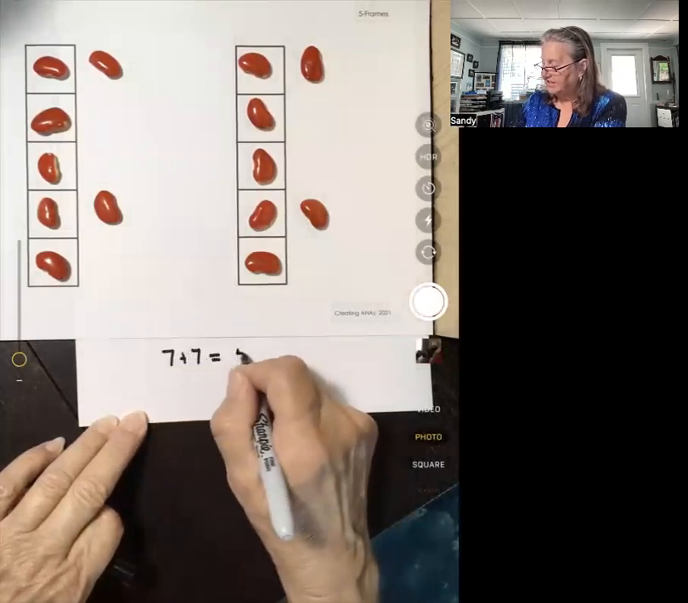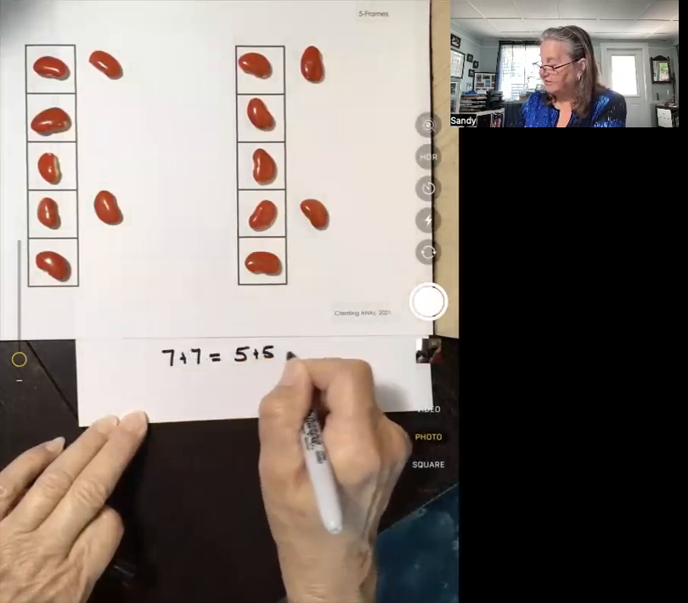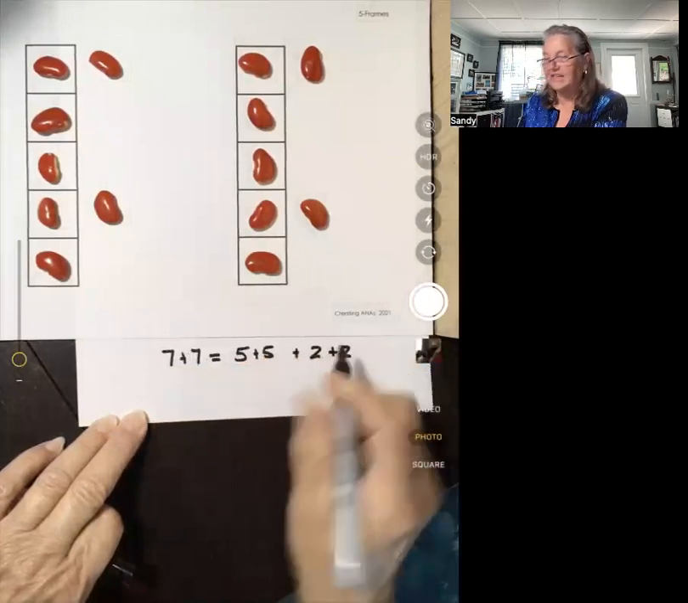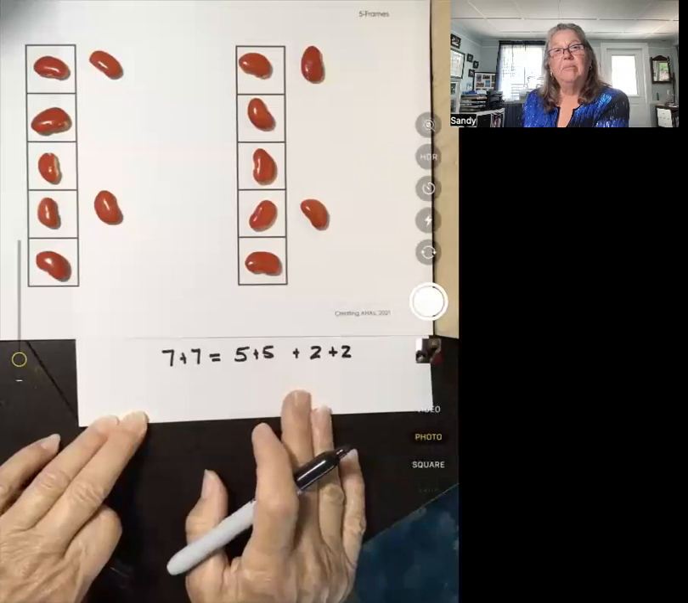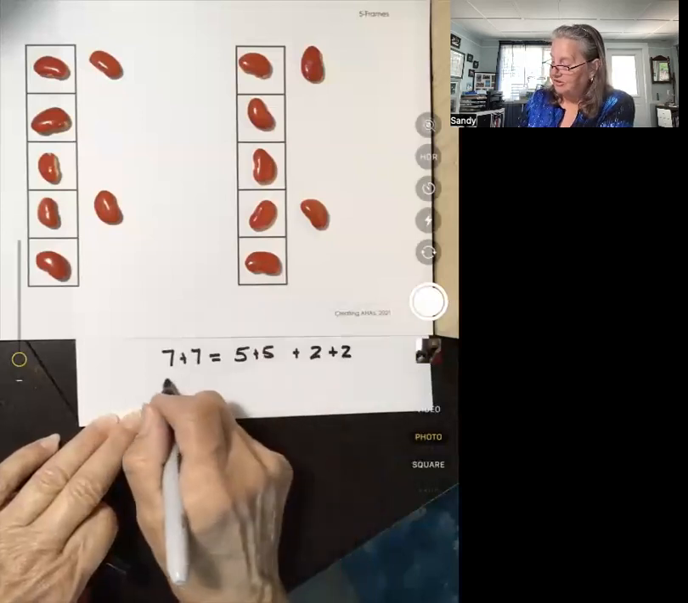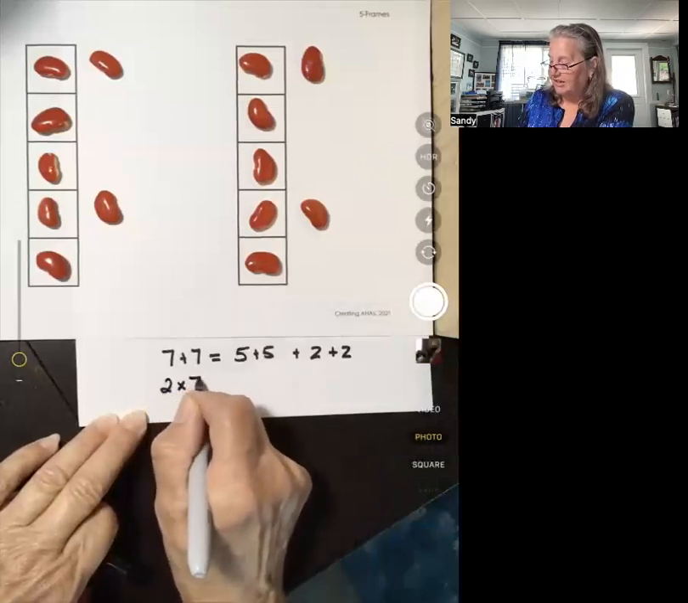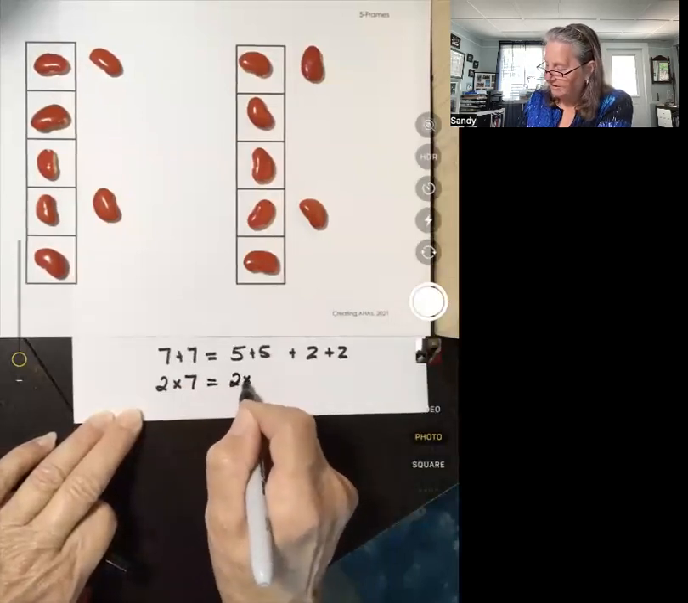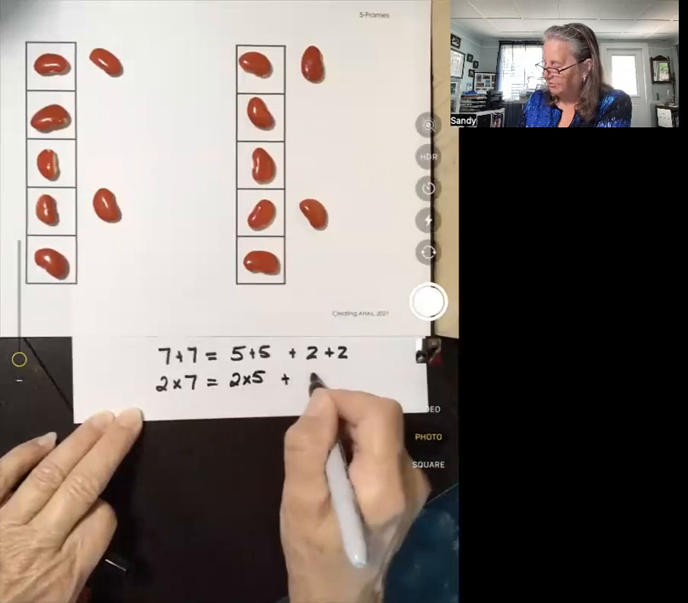I thought of it as double 5, right? Put together with double 2. Now I'm writing it this way, but this is foundational for what your children will be getting in grade 3. How do we think of double 7? As double 5 put together with double 2.